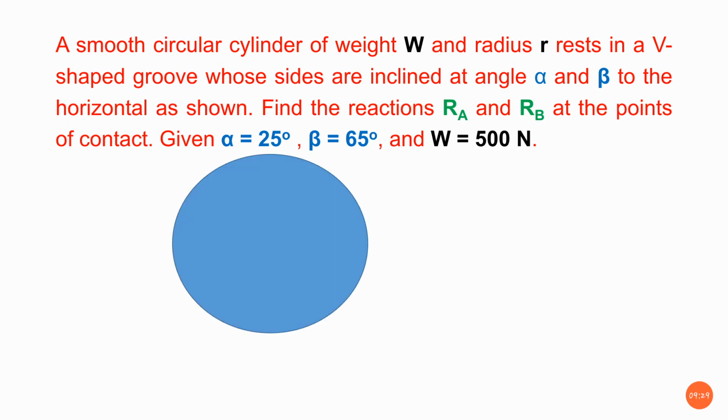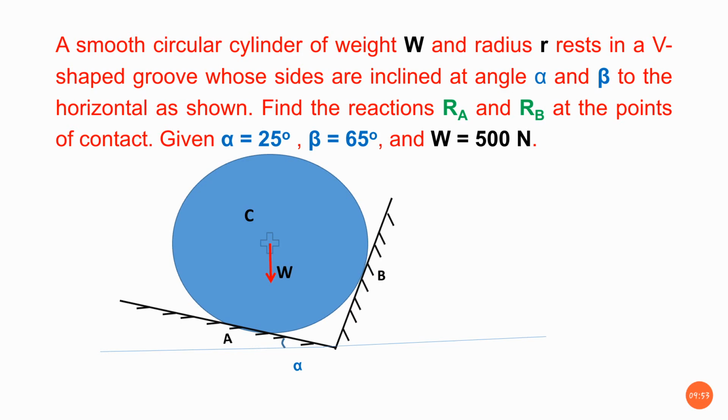First I have taken a circular cylinder. The weight is going to be W, and initially I have marked the center, and the weight is acting vertically downward. In this case the inclined plane is going to be making an angle alpha as well as beta with the horizontal. So it is going to be the horizontal plane making an angle alpha, and similarly the other side also has a contact with B, so that's going to be making an angle of beta.